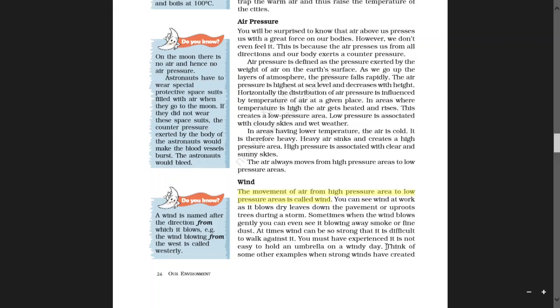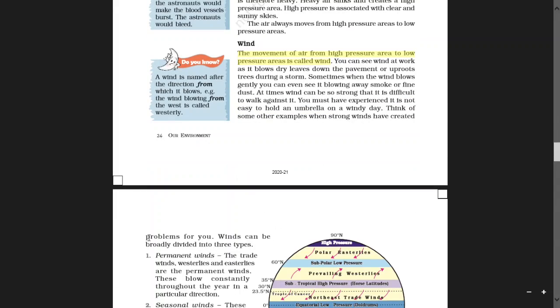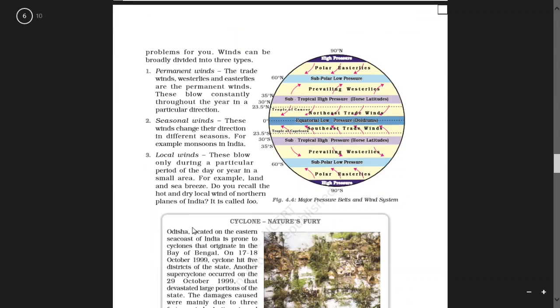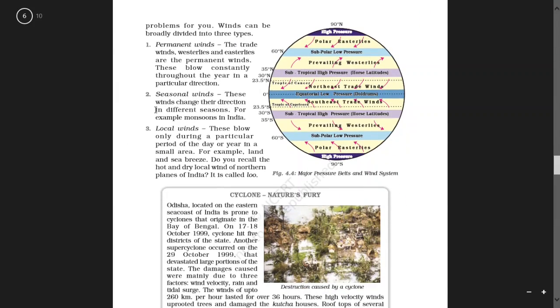Then see here again, left side. A wind is named after the direction from which it blows. For example, the wind blowing from the west is called westerly. Westerly, easterly, like this you will find. So think of some other examples when strong winds have created problems for you.